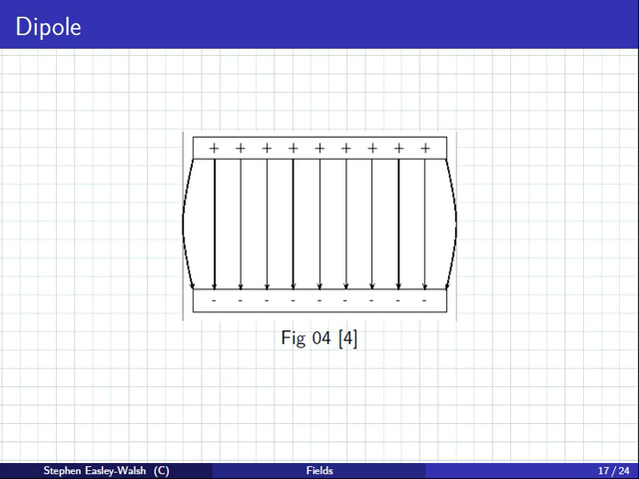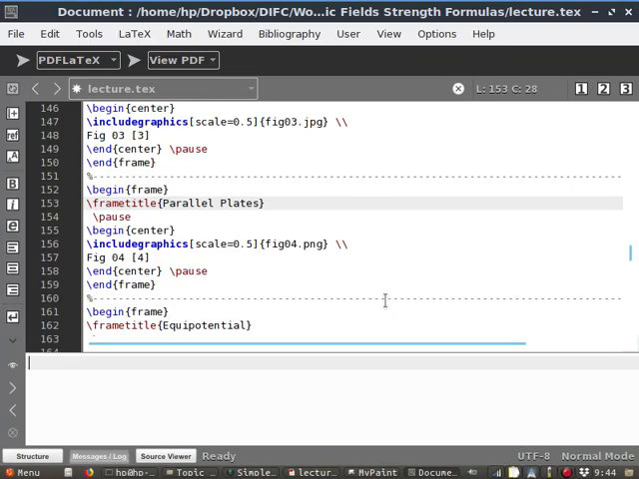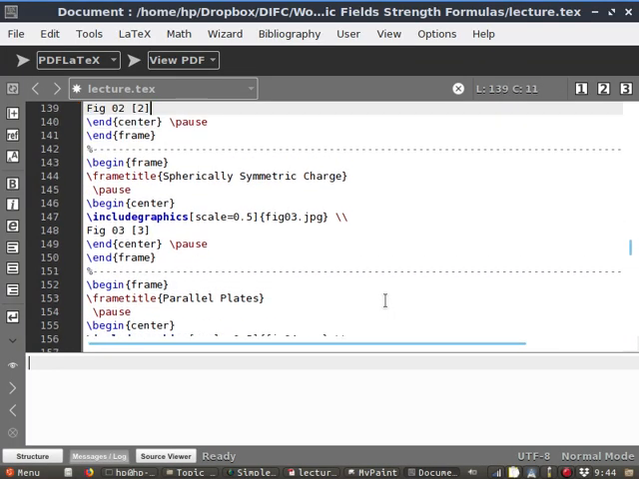Sorry, the sphere one is just called the sphere? I think just spherically charged, perhaps. Spherically charged. Yeah, if you want the full name, spherically symmetric charge. Okay, you got that? Yep.